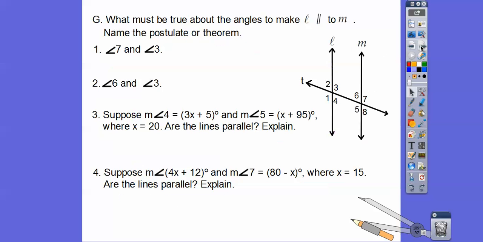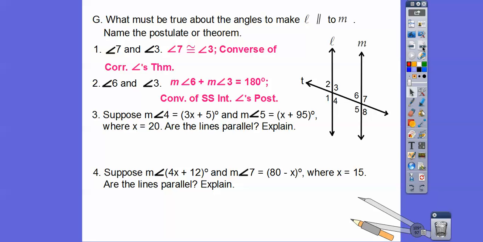Okay, one more piece. All right, so what must be true about the angles to make L parallel to M? Name the postulate or theorem. Okay, what must be true about angles 7 and 3? 7 and 3, to make these lines parallel, they must be congruent because they're corresponding angles. Okay, how about 6 and 3? 6 and 3, they must be supplementary because they're same-sided interior angles to make those lines parallel.